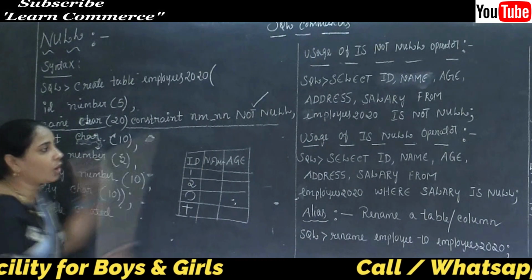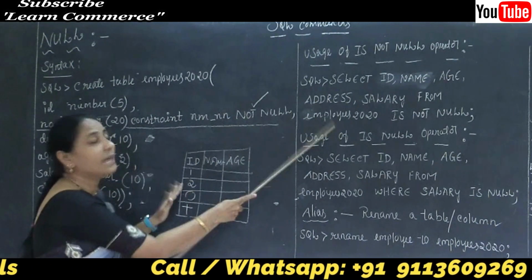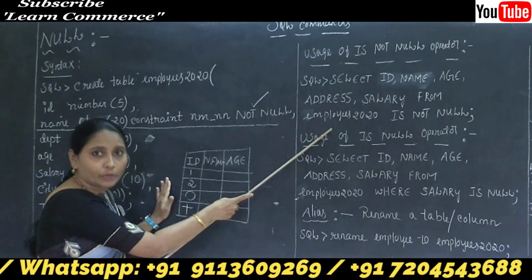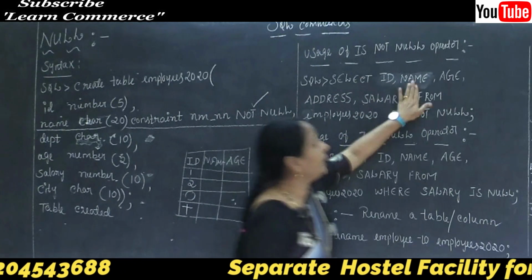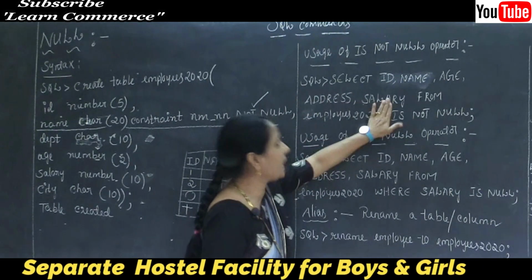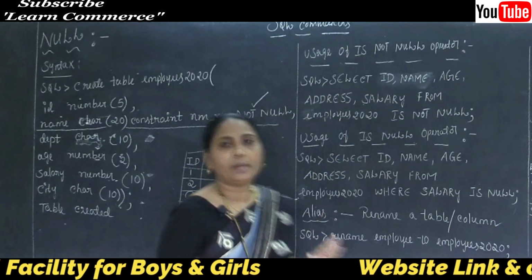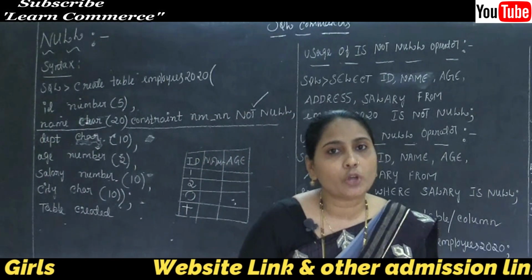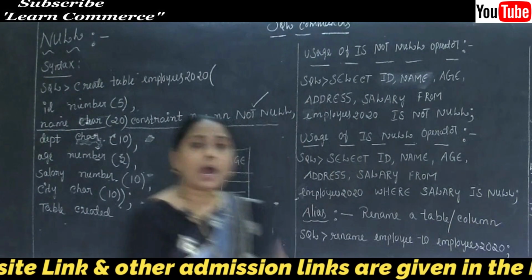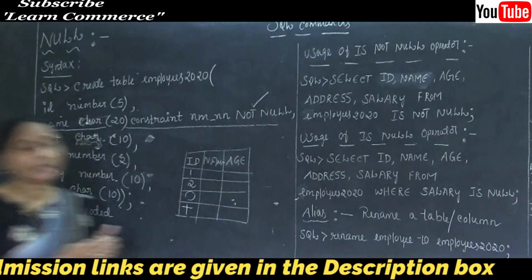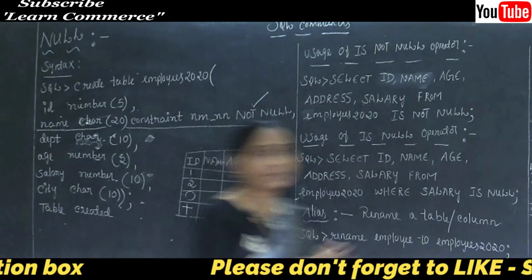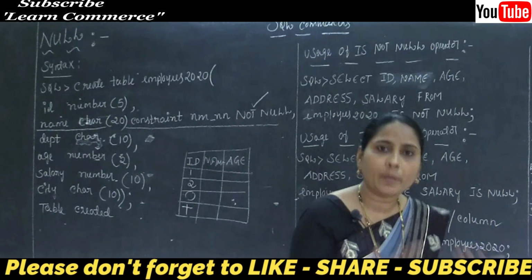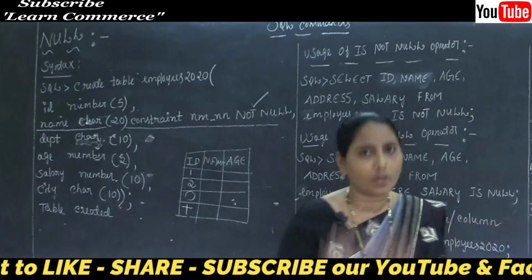Because some of the columns are not going to match to this table, but also you have to imagine it. I created the table with the columns ID, name, age, address, salary, and the table name is employees 2020. Now after creating all those columns in table employees 2020, I want to select some of the columns, or maybe I want to select all the columns here.